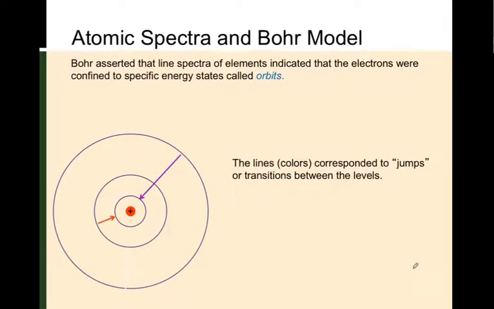Atomic line spectra were spectra that were observed because there was light being emitted as the electrons went from higher energy to lower energy. So Bohr asserted that the line spectra of elements indicated that the electrons were confined to specific energy states called orbits. These are these circles which go around the positively charged nucleus. So the lines, colors, correspond to jumps or transitions between the levels. So for example, here we have 2 to 1, here we have 3 to 1. We could have 3 to 2, for example.